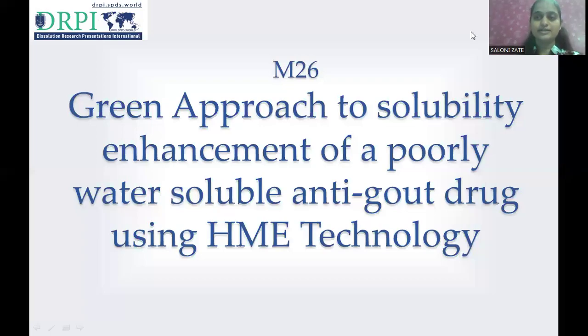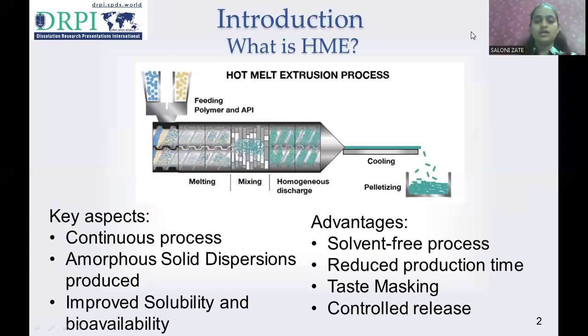DRPI approach to solubility enhancement of a poorly water-soluble anti-gout drug using HME technique. What is HME? HME is a hot melt extrusion process which is used in the pharmaceutical industry to create solid dispersion, often to improve solubility and bioavailability of a poorly soluble drug.